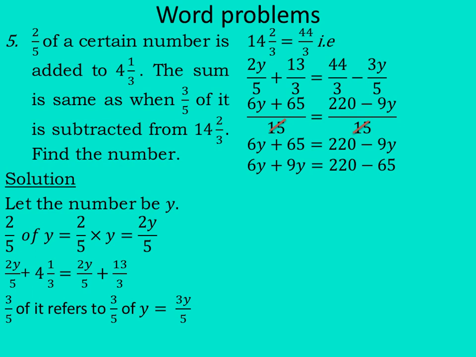So we have 6y plus 9y is equal to 220 plus 65. From the left hand side we want to bring plus 65 to the right hand side, and because it is having plus, when it crosses over the equal sign it becomes minus. So we have 220 minus 65. On the left, 6y plus 9y is going to give us 15y, is equal to 220 minus 65, which gives us 155.